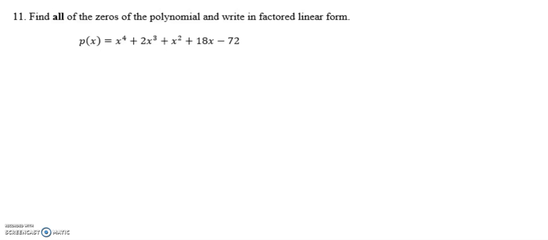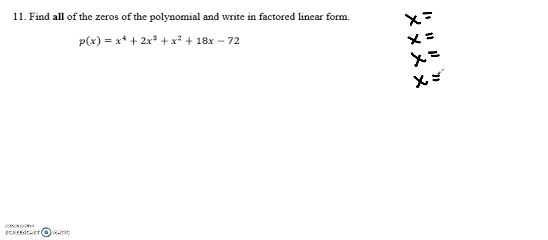All right, find all of the zeros of the polynomial and write in factored linear form. Well, the first thing you want to establish is the fact that you have 4 answers that you are looking for because of that degree of x to the 4th.